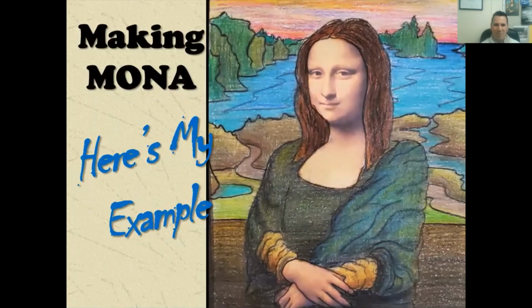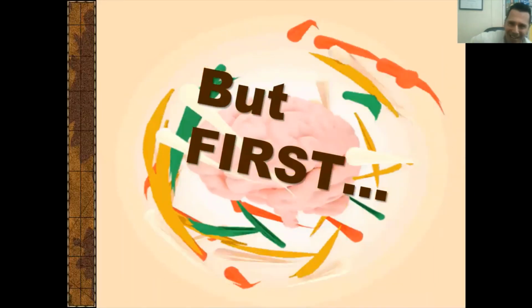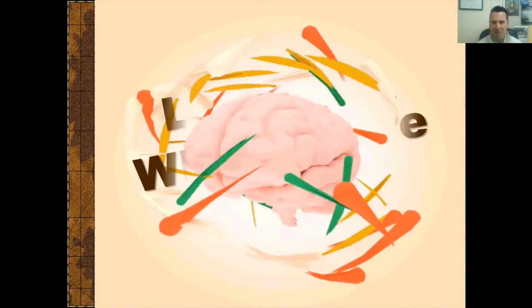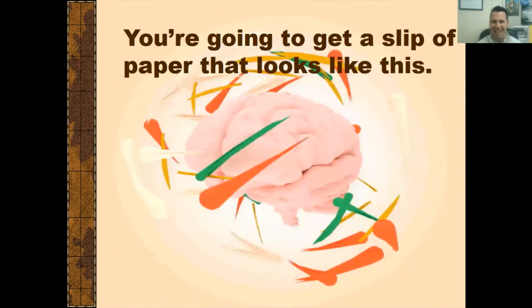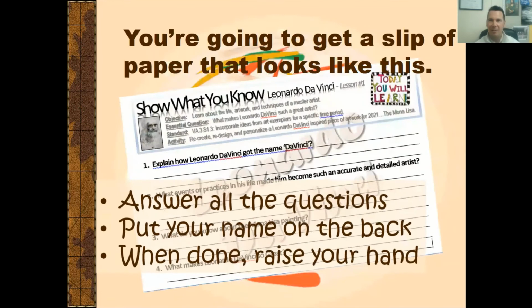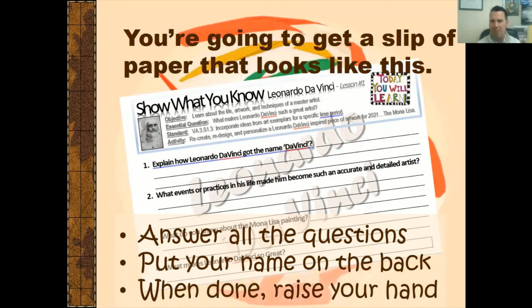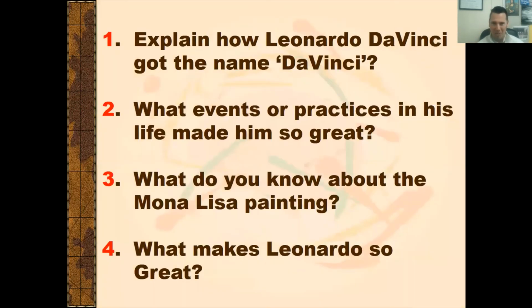And there's my example. All right, but before I let you get started on your Mona Lisa, we are gonna first see what you learned today. You're gonna take a slip of paper that looks a lot like this one, and you're gonna answer all the questions. You're gonna put your name on the back, and when you're done, you're gonna raise your hand. Usually I would have you turn to a shoulder partner, or you would be working as a table. But today, because of COVID, we're just going to each work on our own. Then I'm going to give you your paper so you can get started on your Mona Lisa.